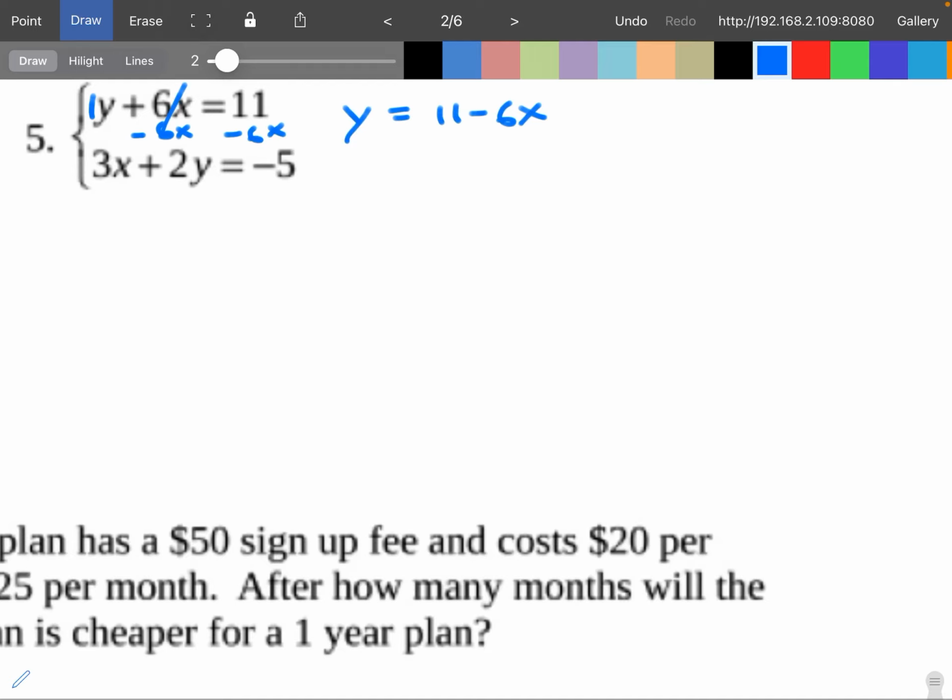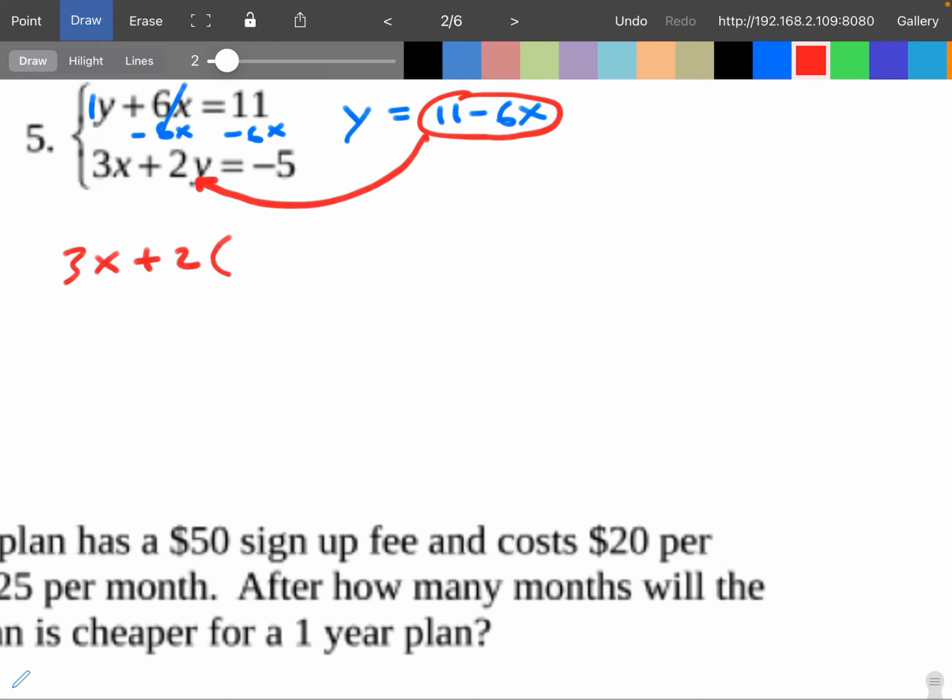So all we'd have to do to solve for y on the top is subtract 6x on both sides. Those would cancel out on the left-hand side. So then that top equation would just become y equals 11 minus 6x. So that was the first step. That's step one, solve one of the equations for one of the variables.